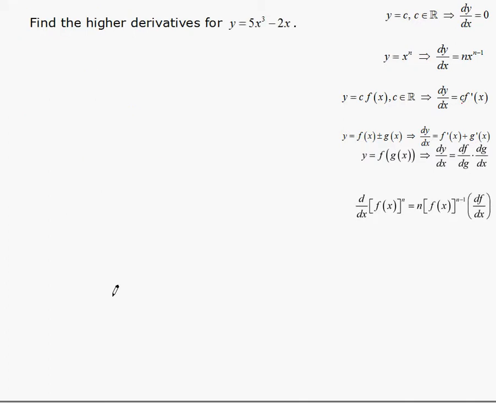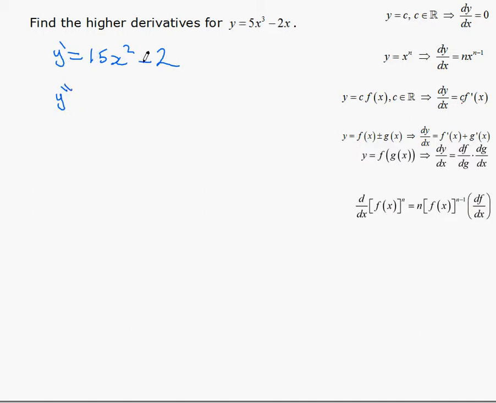Next example, we're looking for higher derivatives here. Higher derivatives means that we can keep taking the derivative until we get to 0. Usually we ask for higher derivatives for polynomial type functions. So the first derivative, 15x squared minus 2, 5 multiplied by the 3 that comes down, again these two rules, minus the derivative of 2x, which is minus 2.